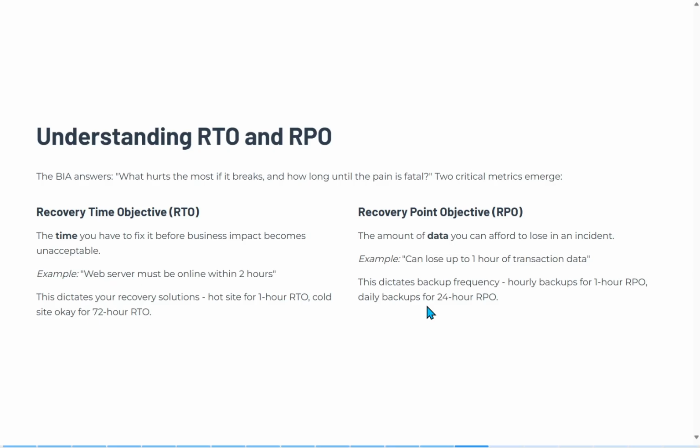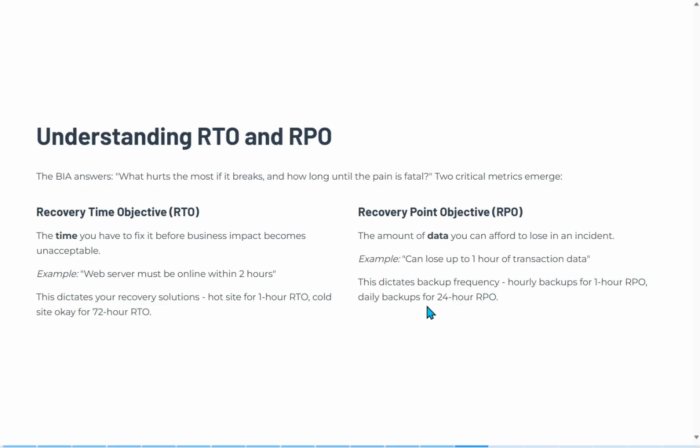Understanding recovery time objective and the recovery point objective. The business impact analysis answers what hurts most if it breaks, and how long until the pain is fatal. Two critical metrics emerge here. One of them is the recovery time objective, and the second one is the recovery point objective.